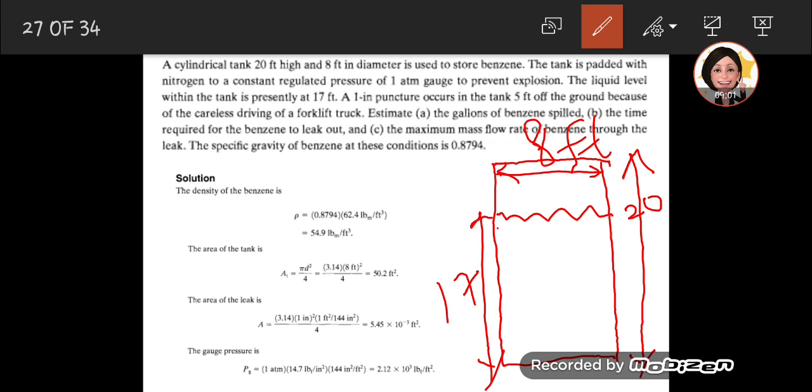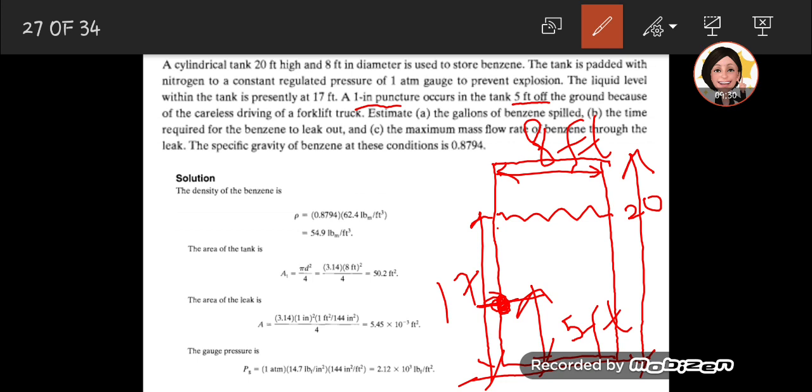And then we have a 1-inch puncture that occurred in the tank at 5 feet off the ground. So it's 1 inch, 5 feet off the ground. So this is the ground. So 5 feet off the ground is about here. Okay, so this is about 5 feet. Okay, so this is where the hole is.